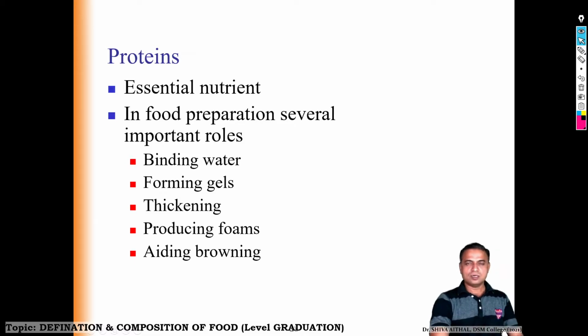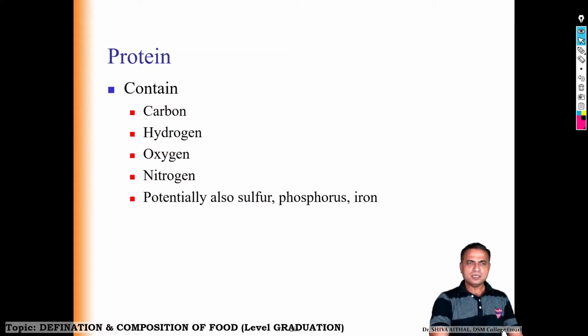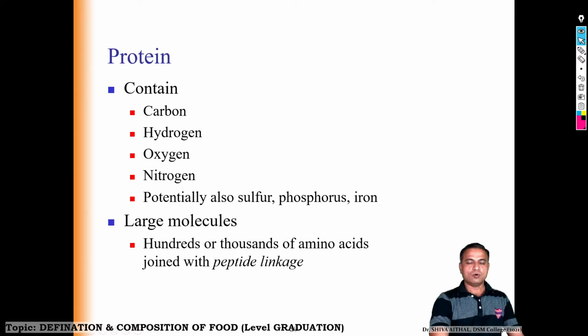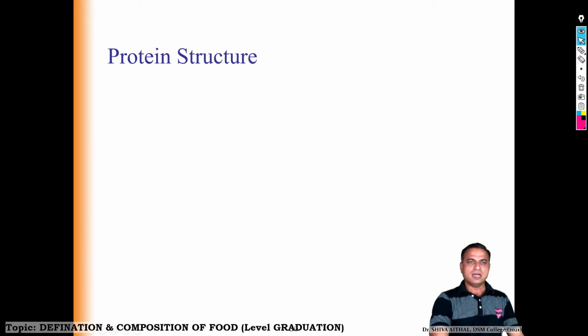Thickening is done, or when you have food with gravies, the thickening of a gravy is easily achieved by proteins. Then it can produce foams, froth where it is desired, and it aids browning. Protein contains carbon, hydrogen, nitrogen, sulfur, phosphorus, and iron as its core component materials. Large proteins have hundreds of thousands of amino acids joined with peptide linkages. Protein is a basic source of amino acids.